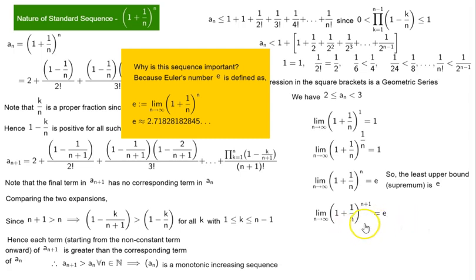A shortcut way is just to realize that as n goes to infinity, naturally n+1 also goes to infinity. So it is equal to e.